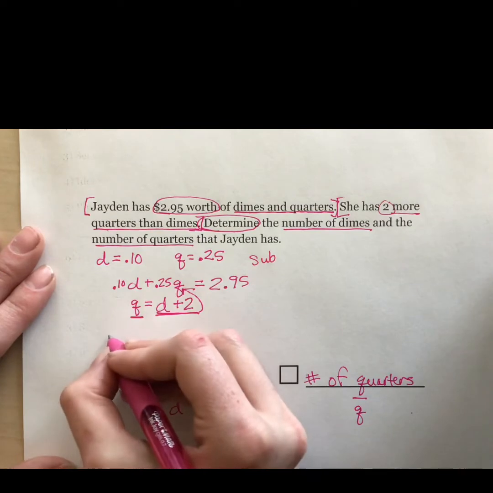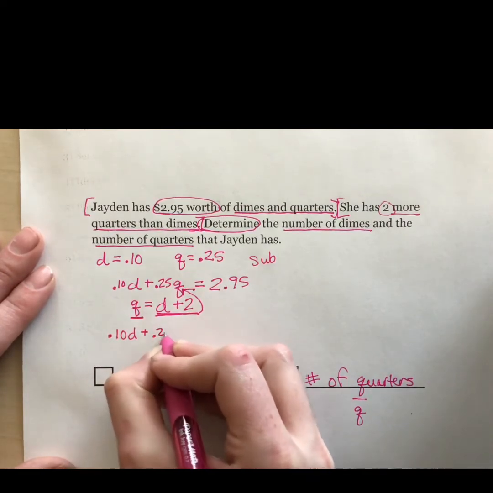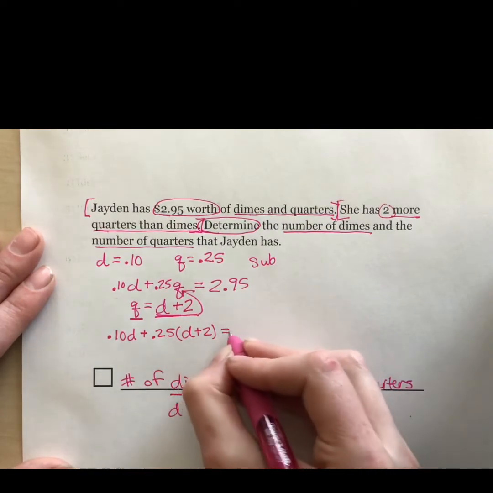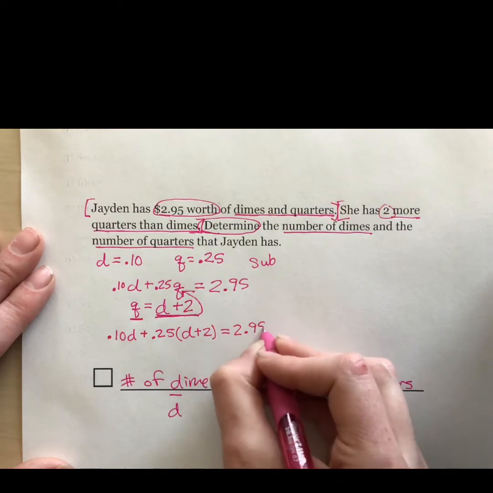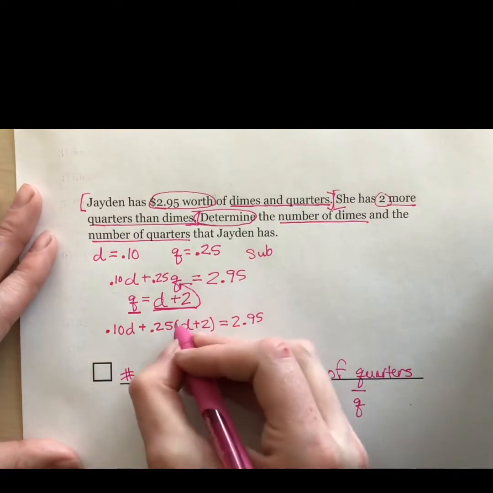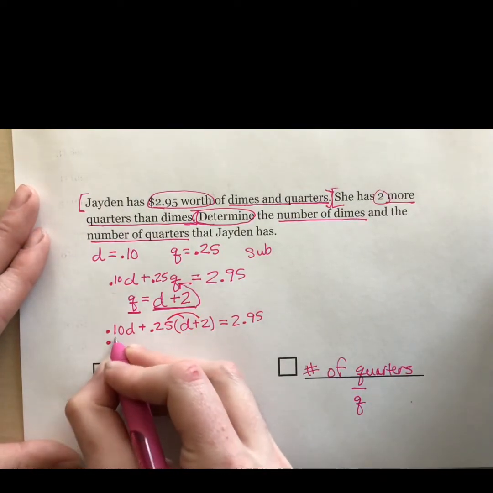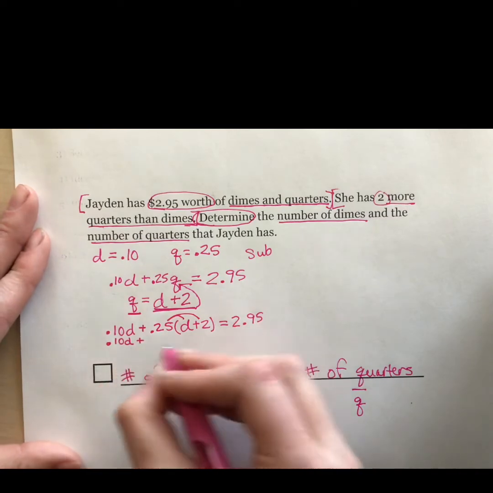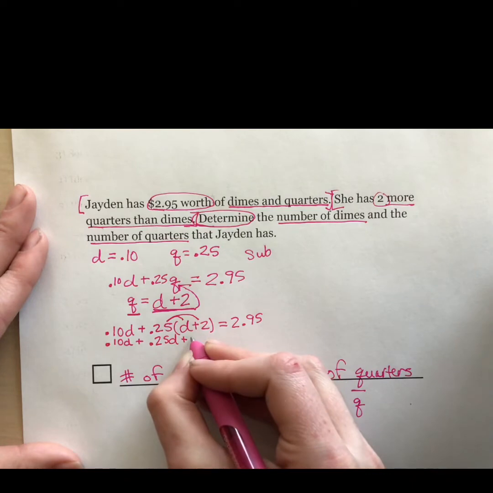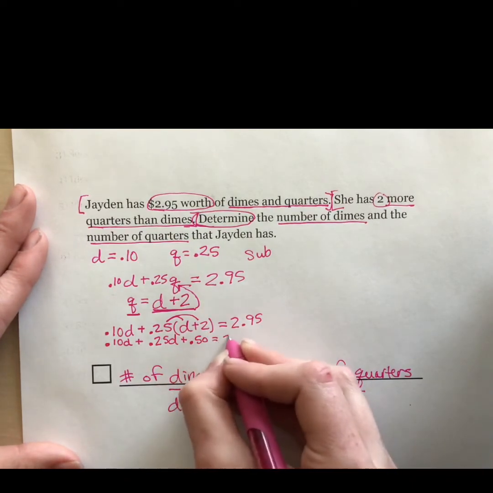So let's go ahead and plug that in. 10 cents on the dime plus 25 cents of my expression for quarters, D plus 2 equals $2.95. Well, I need to distribute this 25 to each term here in my parentheses. So I get 10 cents dimes plus 25 cents dimes plus 25 times 2. 2 quarters is 50 cents. And that's $2.95.